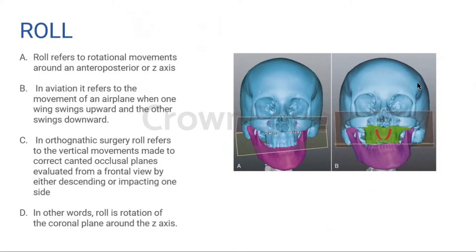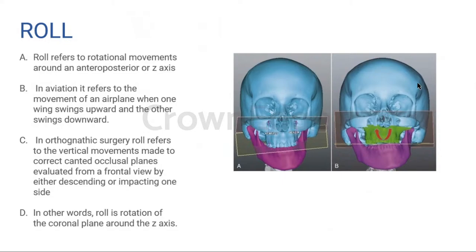I hope everyone knows what a Fox plane is. In prosthodontics, you would have used Fox planes. You draw an intercanthal or interpupillary line, and that line should be parallel to your Fox plane. If it is not parallel and is tilted to one side or the other, that is known as cant. To correct the cant, we do a movement known as roll movement, a rotational movement around an anteroposterior or z axis.